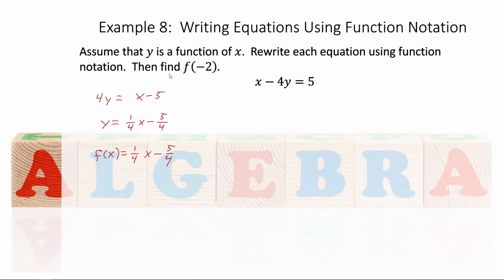Okay, and then finally we want to evaluate f when x is equal to -2. So to evaluate f of -2, wherever we see an x, we're going to replace that with a -2. So we are going to have 1/4 times -2 minus 5/4. That is going to be -2 minus 5 divided by 4, which is -7/4. There we go. We have that f of -2 is equal to -7/4.